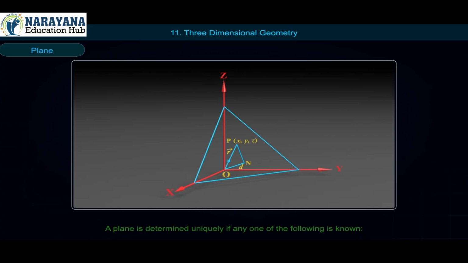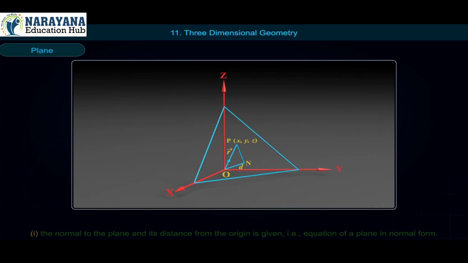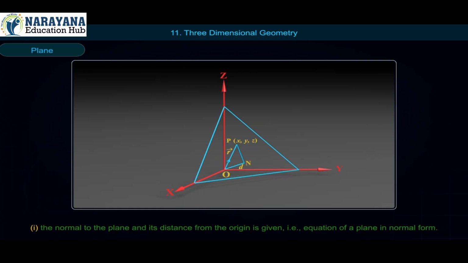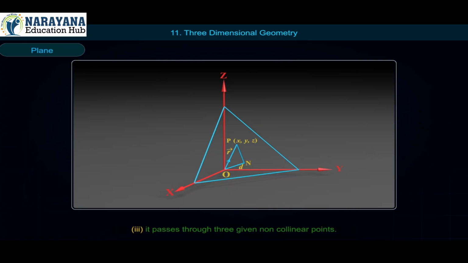Plane. A plane is determined uniquely if any one of the following is known. Number 1. The normal to the plane and its distance from the origin is given, that is, equation of a plane in normal form. Number 2. It passes through a point and is perpendicular to a given direction. Number 3. It passes through 3 given non-collinear points. Now, we shall find vector and Cartesian equations of the planes.